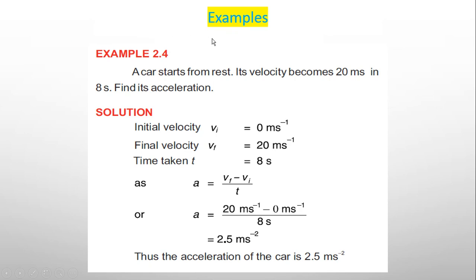Now we are going to solve some examples related to the topic of acceleration. Example 2.4: a car starts from rest, its velocity becomes 20 meter per second in 8 seconds. Find its acceleration. Solution: as the car starts from rest, the initial velocity will be 0 meter per second. Final velocity is 20 meter per second and time taken is 8 seconds. Acceleration is defined as the rate of change of velocity. So we put the final velocity as 20 meter per second, initial velocity as 0 meter per second, and time as 8 seconds. So acceleration is found to be 2.5 meter per second square.